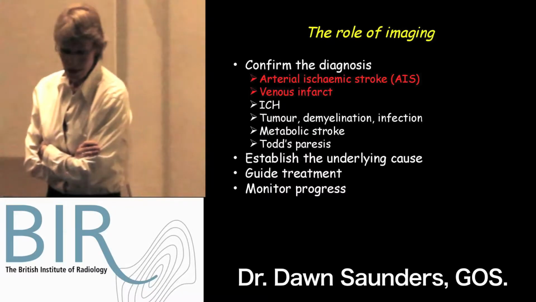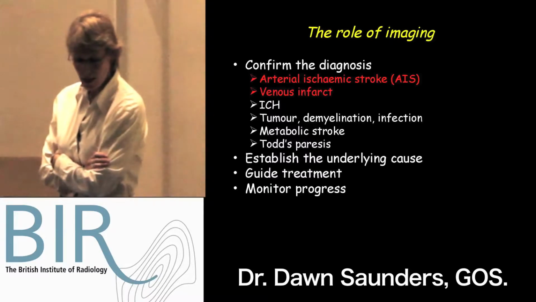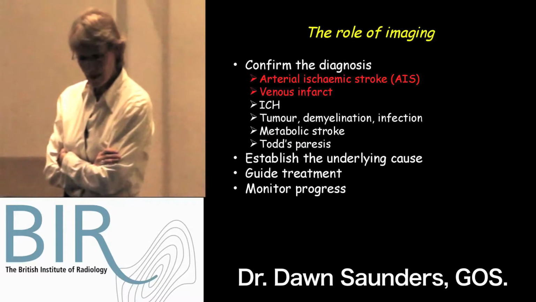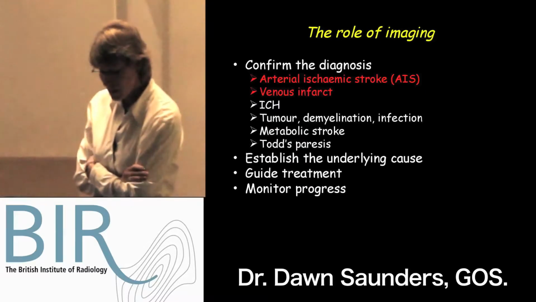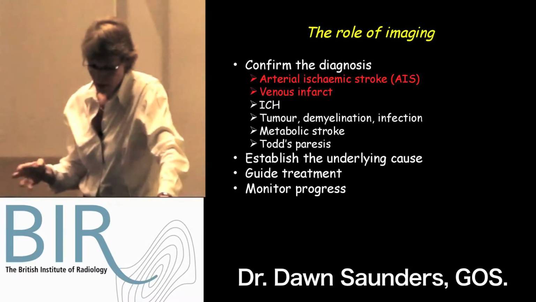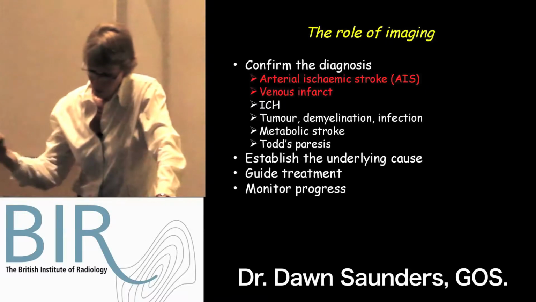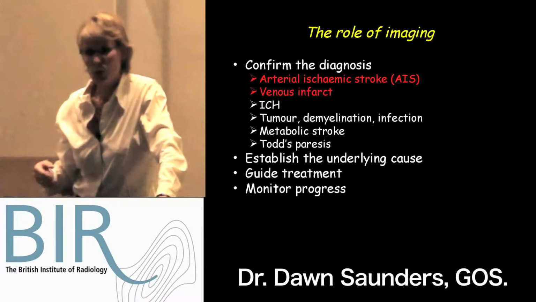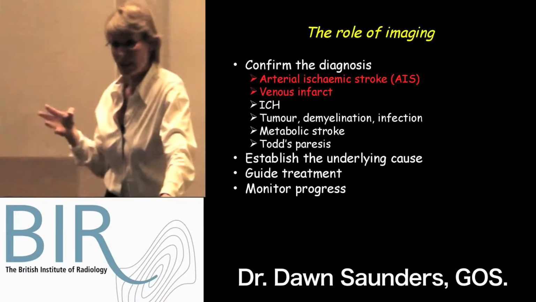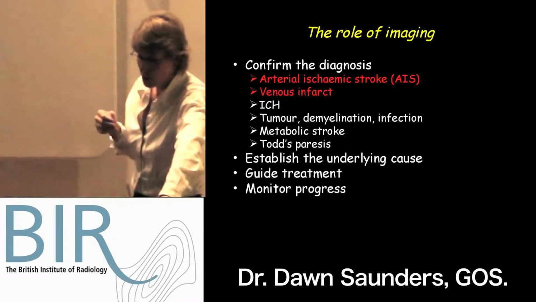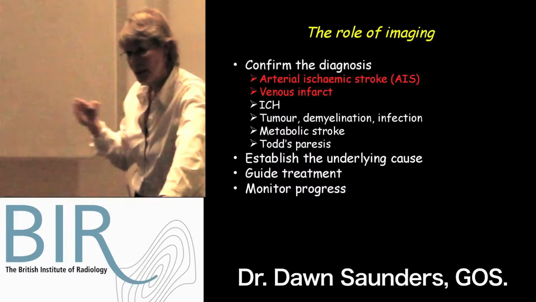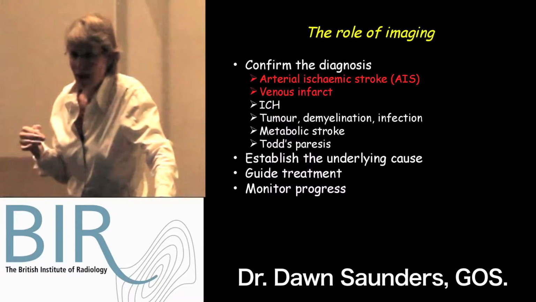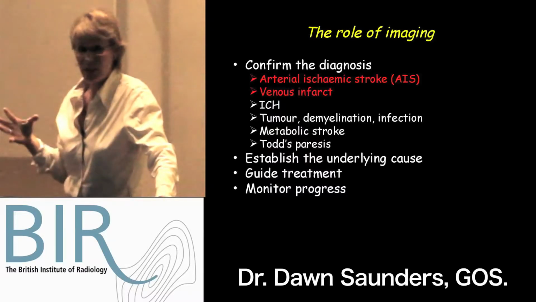So the role of imaging is to confirm the diagnosis, either arterial or venous, to exclude other diagnoses that mimic arterial ischemic stroke. And I'll talk a little bit about those at the end. Establish the underlying cause, that's why it's important to image the vascular tree, and it's very clear that the Royal College of Physicians guidelines really haven't reached the radiologists, because very often we see children who have had MRs but haven't had their entire vascular tree imaged.